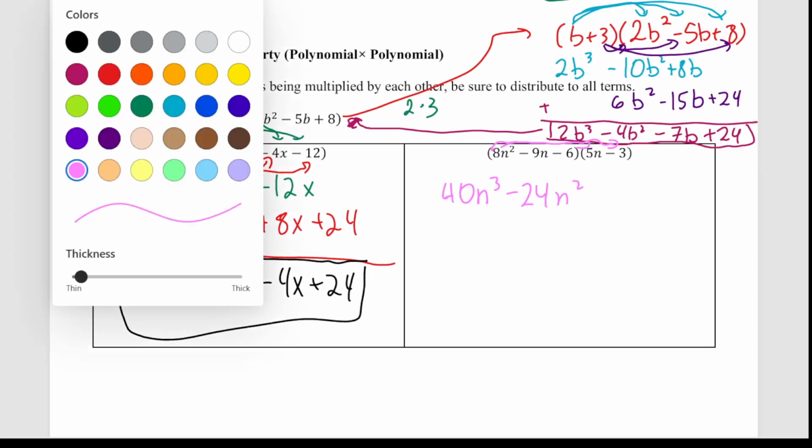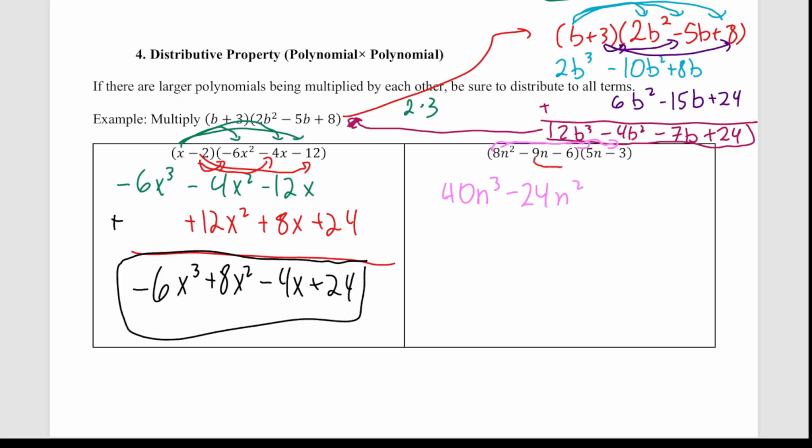And then we want to keep on going. Negative 9n times 5n is going to give us positive 45n squared. Negative 9n times 3 is going to give us positive 27n. And then we're going to keep going with the last set of terms. Negative 6 times positive 5n gives negative 30n. Negative 6 times negative 3 is going to give us positive 18.